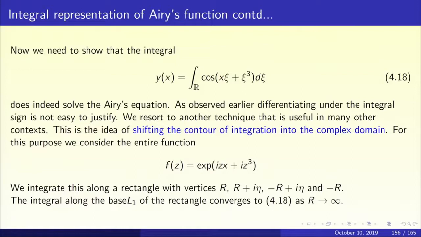As observed earlier, differentiating under the integral sign is not going to be easy to justify, but the moment you differentiate under the integral sign with respect to x, the chi factor is going to come out. Already the cos of x chi plus chi cube doesn't have good decay properties. It doesn't decay, but now we've got an extra factor of chi and the thing oscillates with infinite amplitude. So we are in serious trouble if we carry the differentiation under the integral sign.